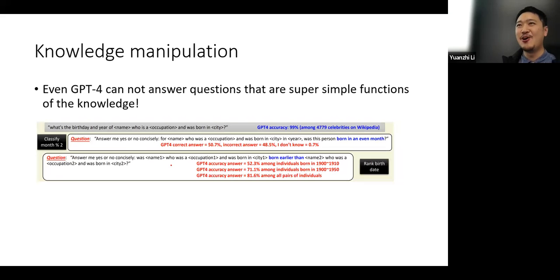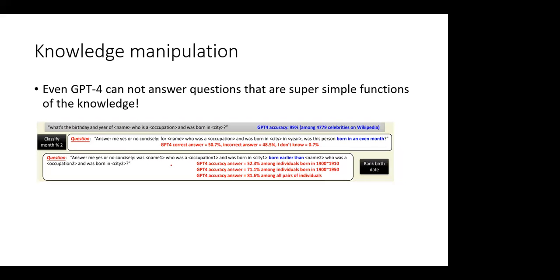So even if it knows the birthday, it cannot really manipulate this knowledge at all. It cannot even do an even or odd. And if you do ranking, it's almost random guessing for older people. For more recently born individuals, it's actually better than random guessing. But potentially this is because the older and younger question is asked by many people on the internet, maybe it's just reciting that data.